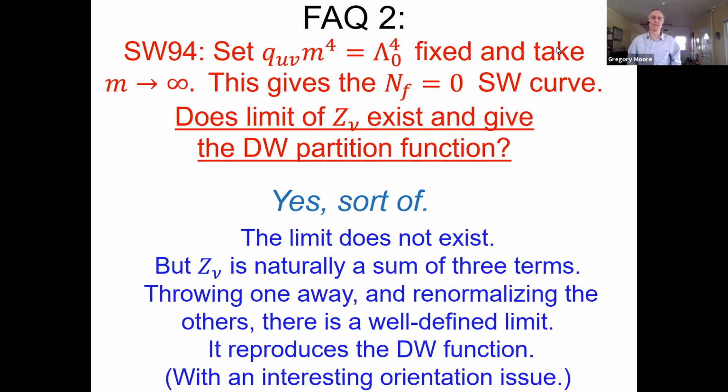The limit actually does not exist, but z nu is a sum, well, when b2 plus is bigger than 1, z nu is naturally a sum of three terms. You have to throw one of them away in a natural way and renormalize the other two, and then there's a well-defined limit, and it reproduces the Donaldson-Witten function with an interesting orientation issue that we won't get into, related to the 't Hooft anomalies of one-form symmetries in modern language.